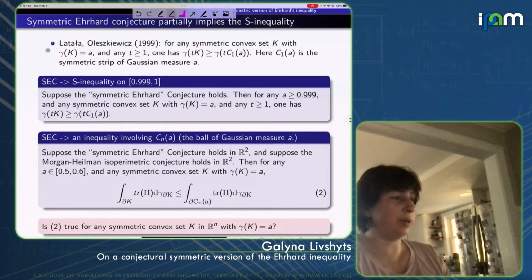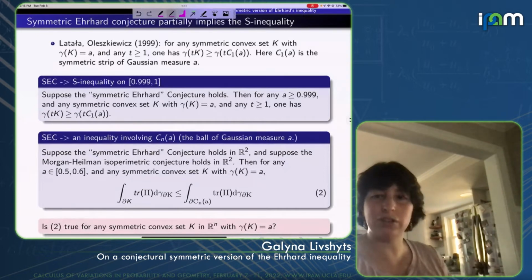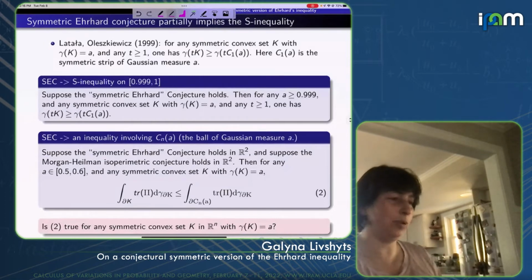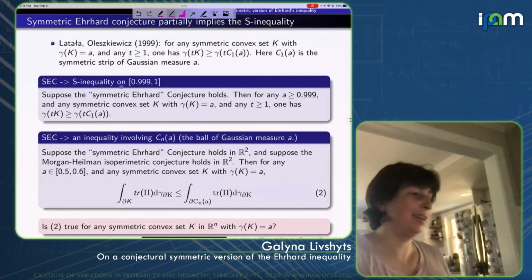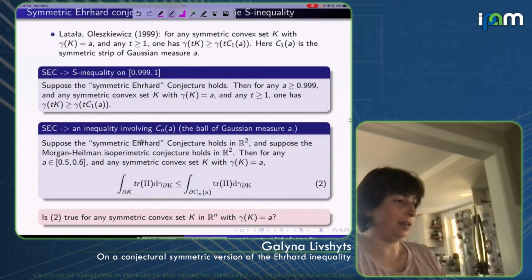Something remarkable about this S-inequality is that the proof requires, in fact, heavy computations and almost a computer-assisted approach to some extent. So it would be interesting to see other ways.